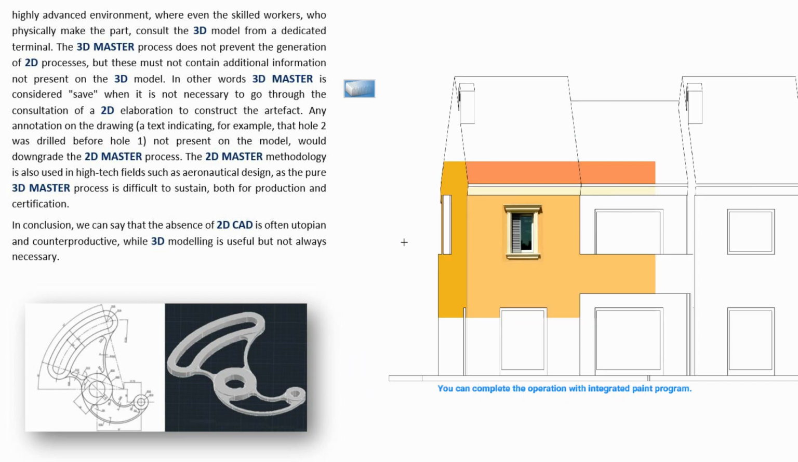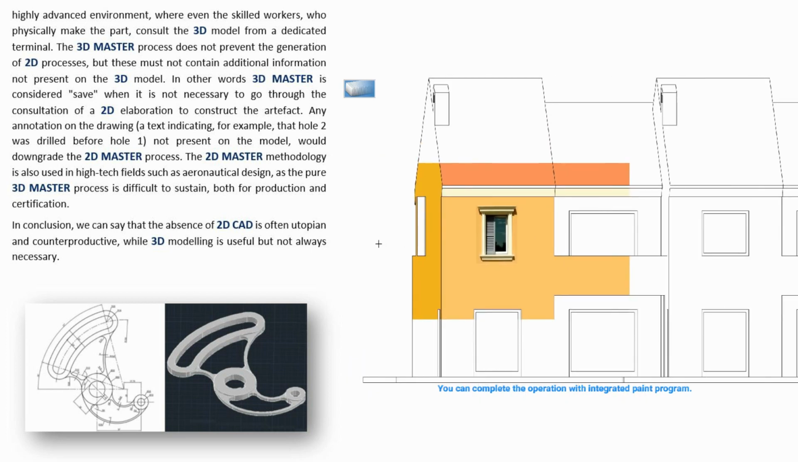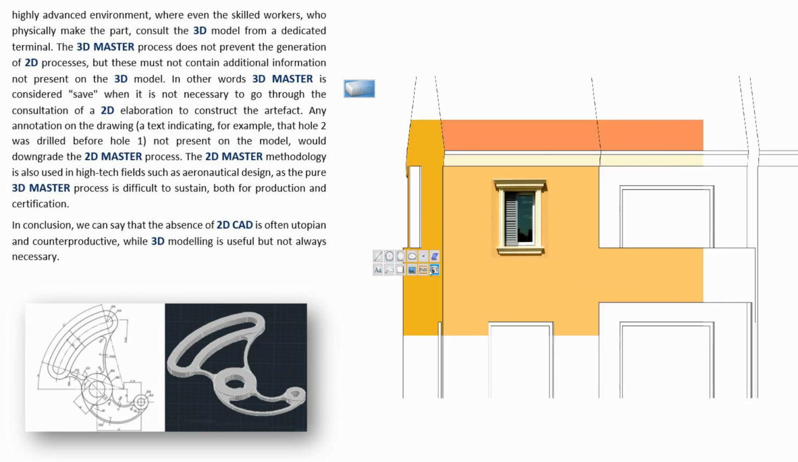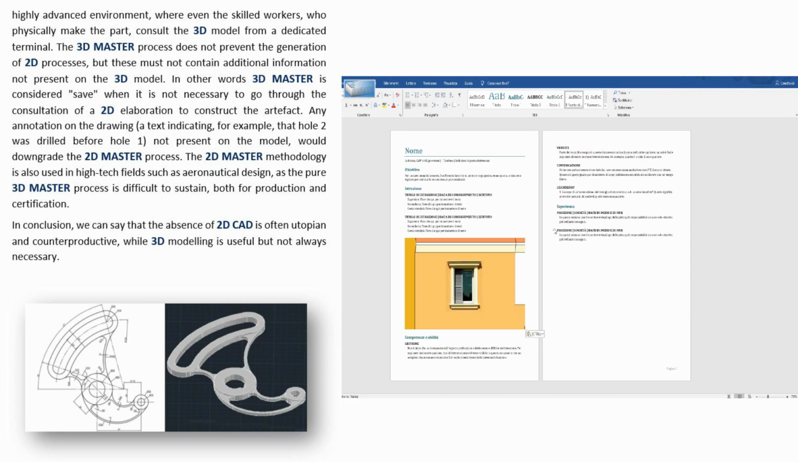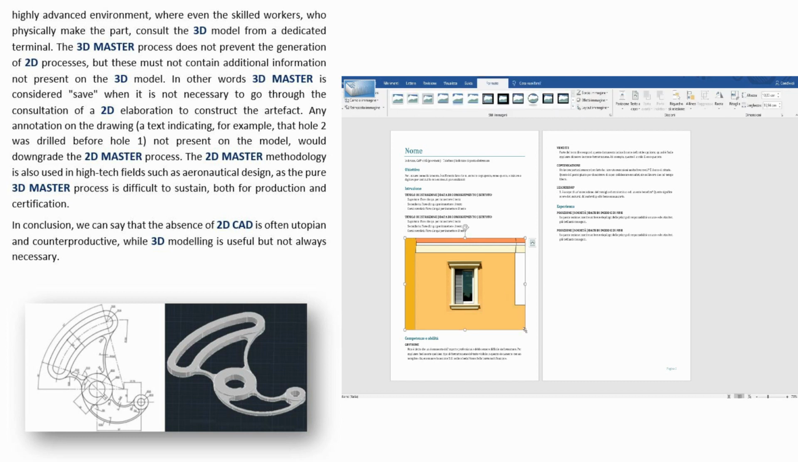The 2D master methodology is also used in high-tech fields such as aeronautical design, as the pure 3D master process is difficult to sustain, both for production and certification. In conclusion, we can say that the absence of 2D CAD is often utopian and counterproductive, while 3D modeling is useful but not always necessary.